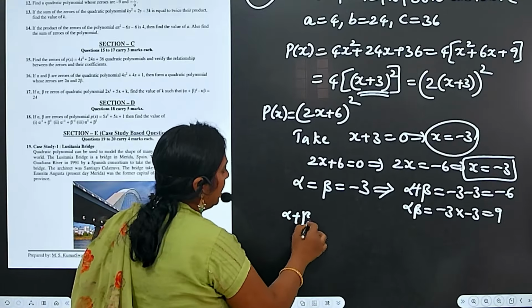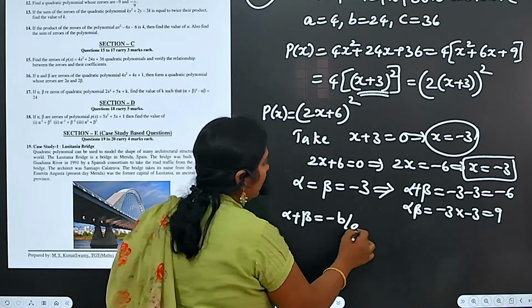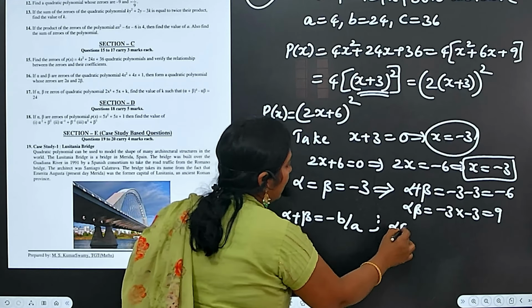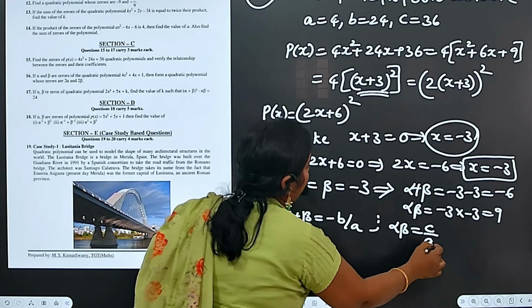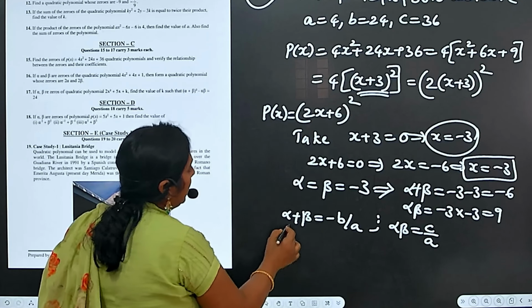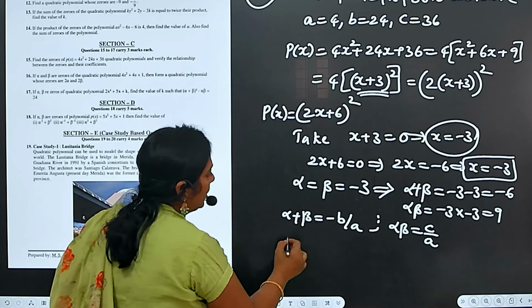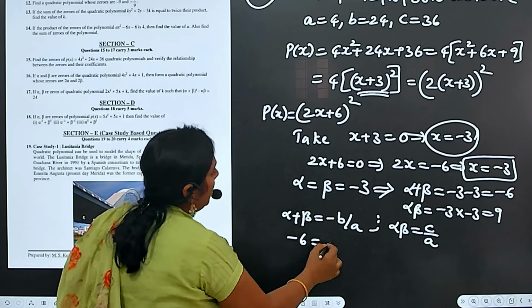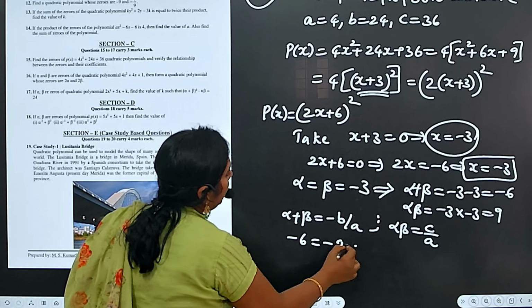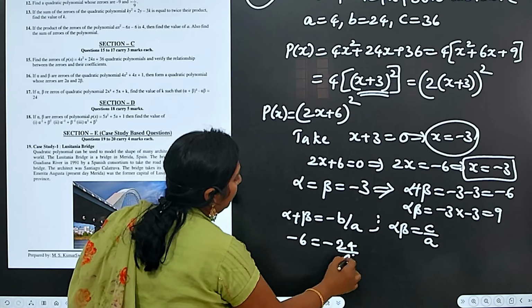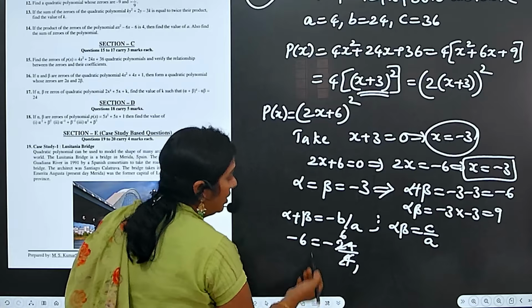Alpha plus beta equal to minus b by a. Alpha beta equal to c by a. Minus b by a, alpha plus beta how much? Minus 6 equal to minus of 24 by a is 4. 4 1s are 4, 6s are.